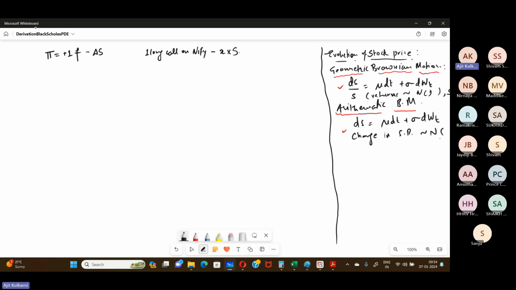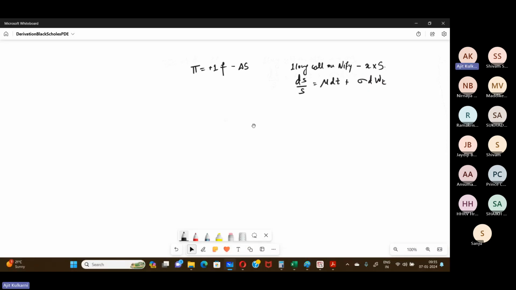Before that we have a few preliminaries. We have dS by S is equal to mu dt plus sigma dWt. Mu is stock specific, so you need to find mu separately for each and every stock, because every stock has a different rate of growth. If you have to simulate the stock price of a particular stock, then you need the average growth rate of that stock. That is mu.